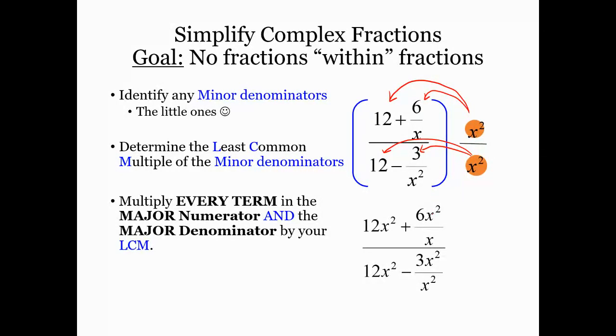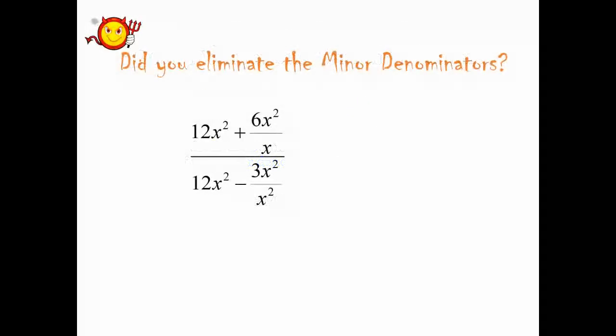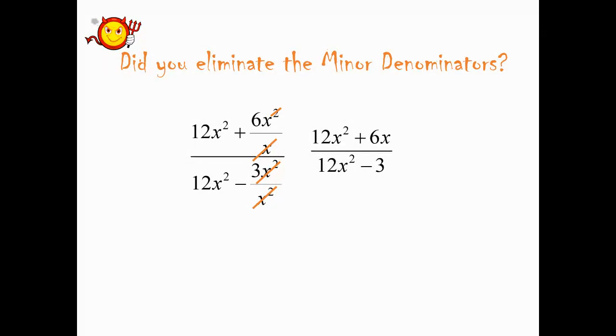Okay? So when we do that, we get this. Right? Well, what just happened if I now simplify that? I am eliminating the minor denominator. It goes away. And I now have 12x squared plus 6x over 12x squared minus 3, right? You're immediately eliminating it. You're not trying to find a common denominator and then adding or subtracting, right? That might not be the fastest pathway forward.